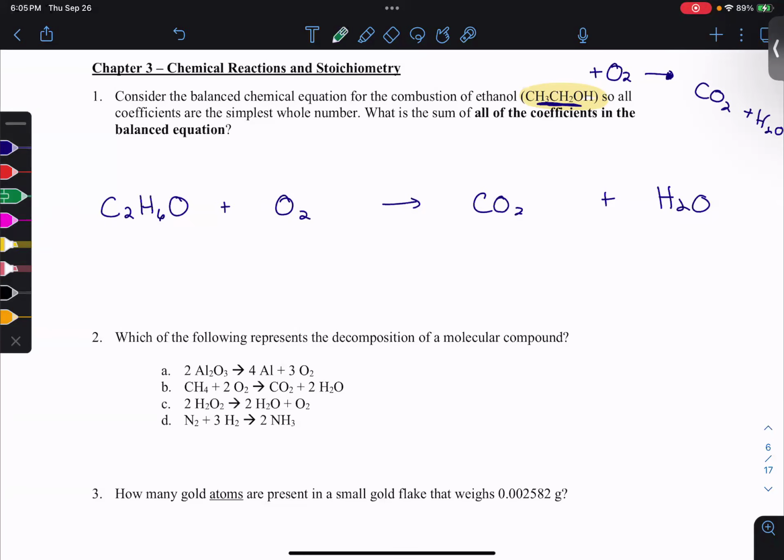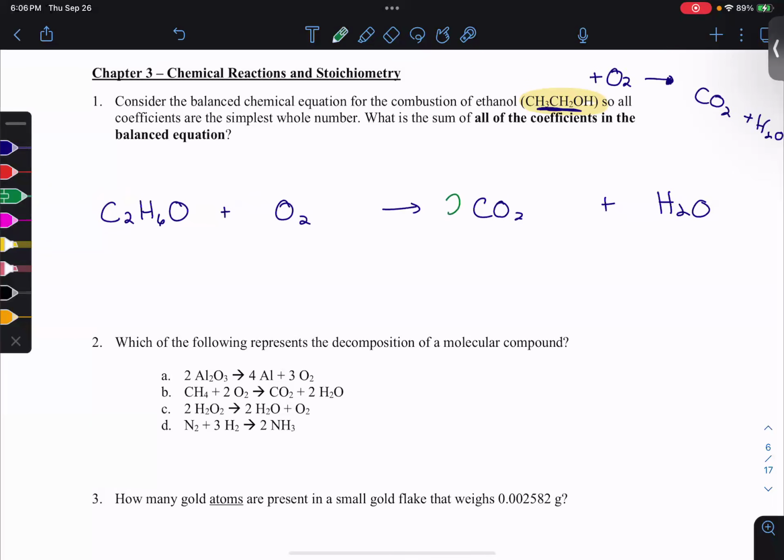Carbons first. 2 carbons, so 2 CO2s. Agree? All right. Next, we do hydrogens. There are 6 hydrogens on the reactant side, so how many should I put on the water on the product side? 3. When you do it in this order, we leave oxygen for last because we're going to take inventory of all of our oxygens and fix the number so they're the same on each side by changing the coefficient in front of the oxygen gas.